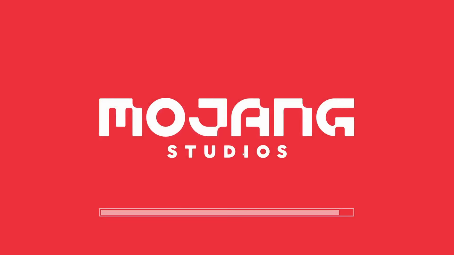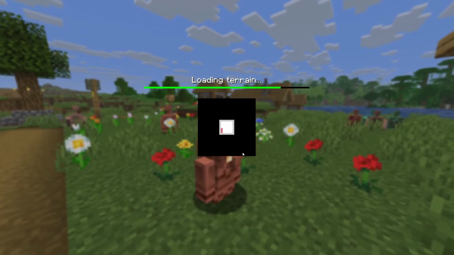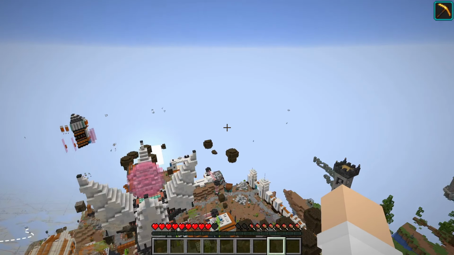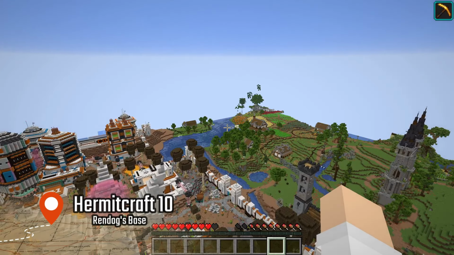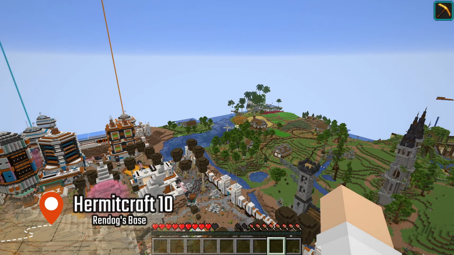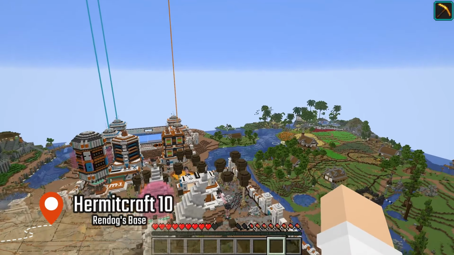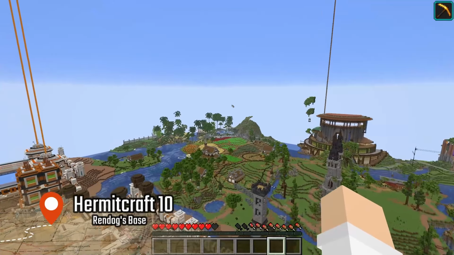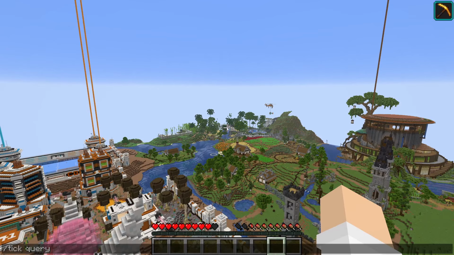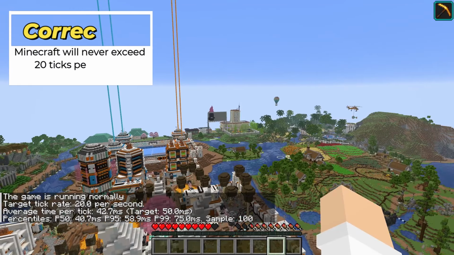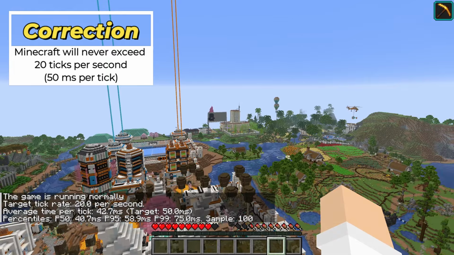You may be wondering, well, why does this even matter if the game runs 20 ticks per second on an average game? Shouldn't my game just run at 20 ticks per second and everything's okay? Well, most of the time it will run at 20 ticks per second. But if I go onto the Hermitcraft Season 10 server and I do this tick query, currently I'm getting 42.7 milliseconds per tick. So that means it's actually running a little faster than the average tick rate.